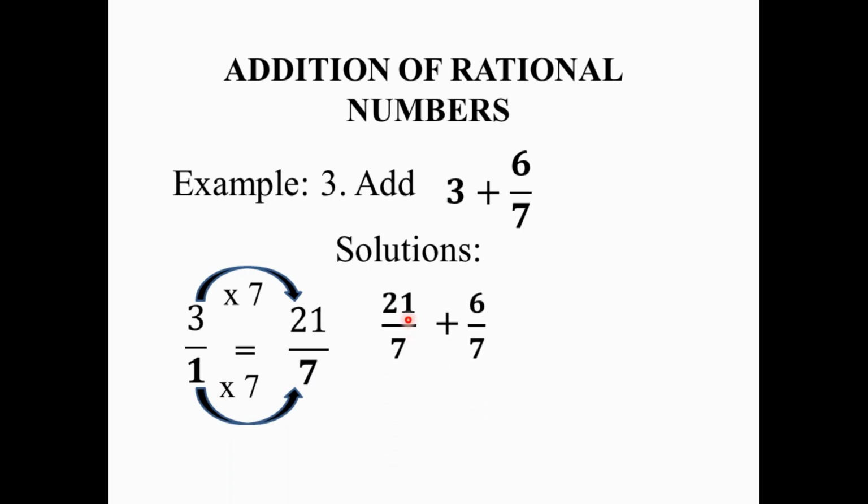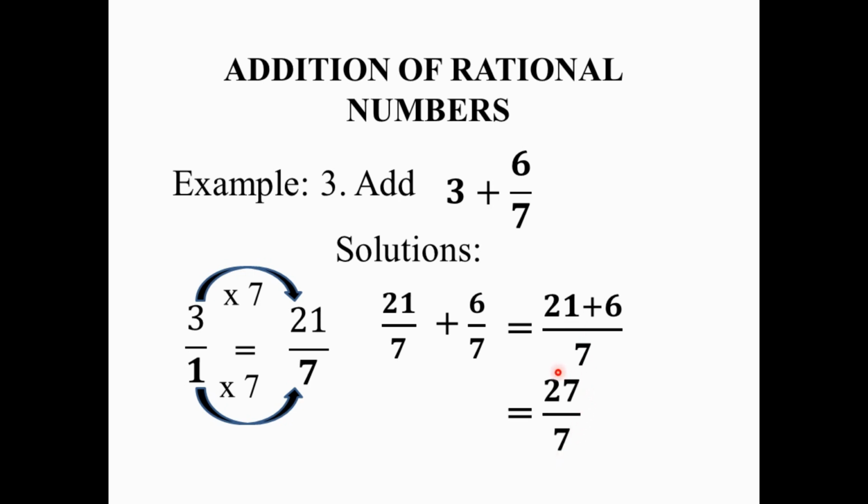Okay, so 21 over 7 plus 6 over 7. So in this case, the two fractions are similar. So we can now add the numerators. Alright, so 21 plus 6, then over 7. Then 21 plus 6, that is 27, then over 7.